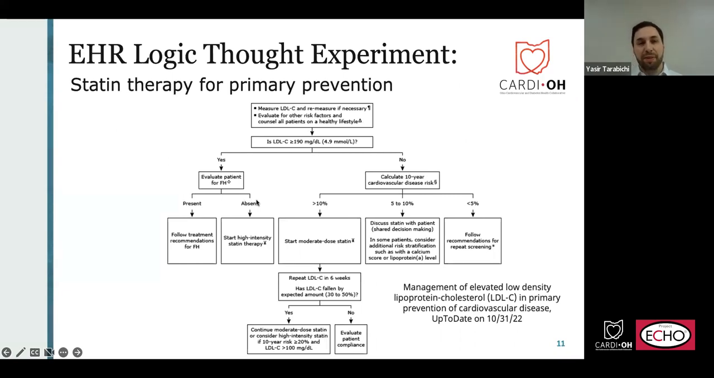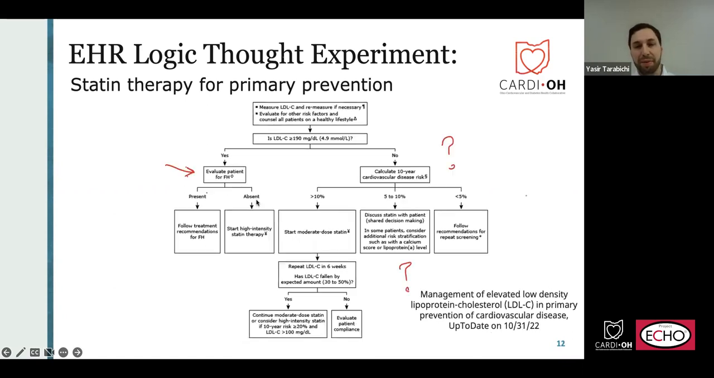So here's the kind of logic thought experiment for statin therapy for primary prevention. I pulled this straight out of UpToDate, and I looked at it and said, well, how likely is it that an EHR is going to be able to guide you down this pathway in the right way? What jumps to mind right off the bat is that if you start going down this and, for instance, evaluate the patient for a family history, well, we all know that family history fields in the EHR are notoriously incomplete and inaccurate.